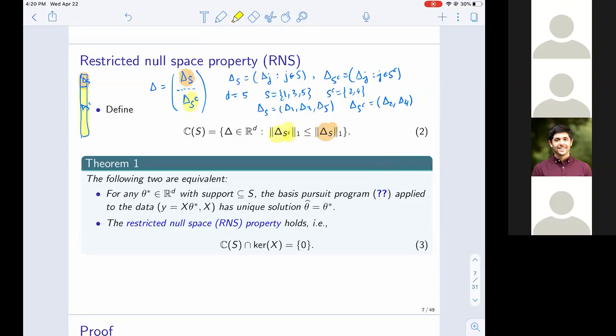So this set contains all these deltas, and it has some nice properties. In particular, it's a convex set, and it's also a cone, actually. Sorry, it's actually not convex. But it is a cone. Does anyone know what a cone is, mathematically or geometrically?